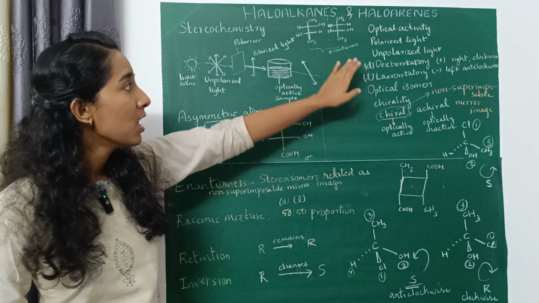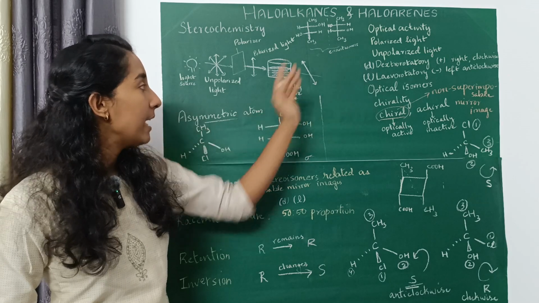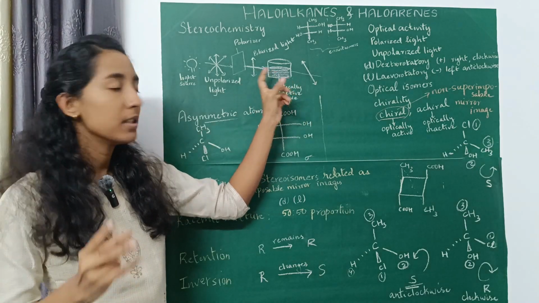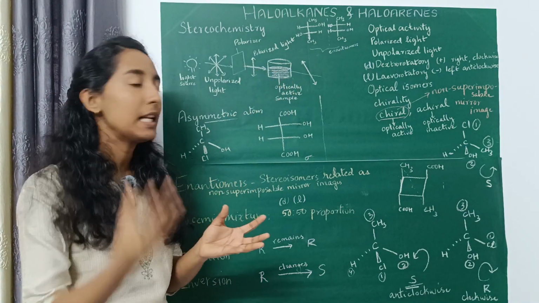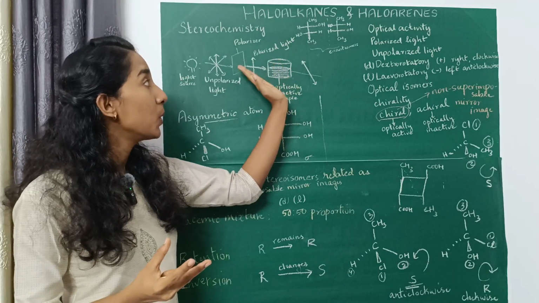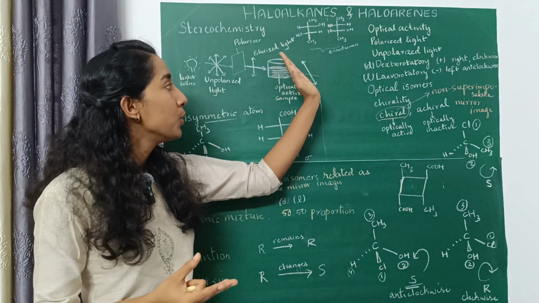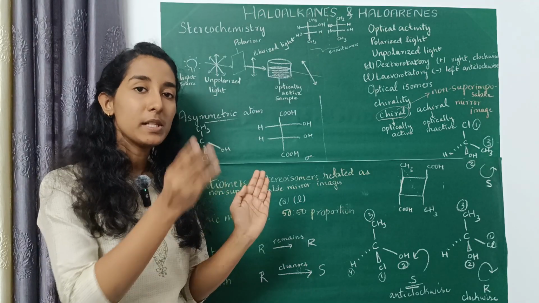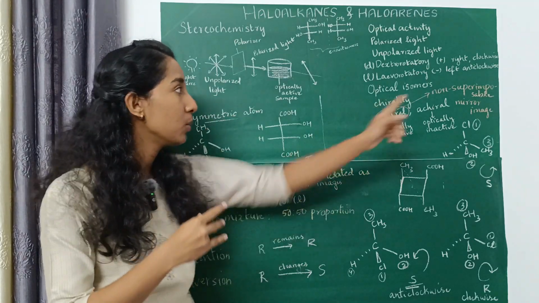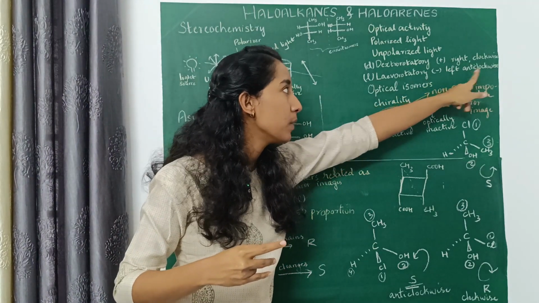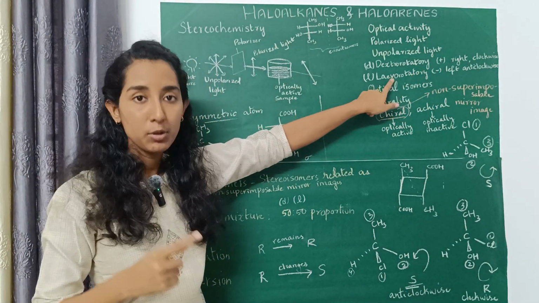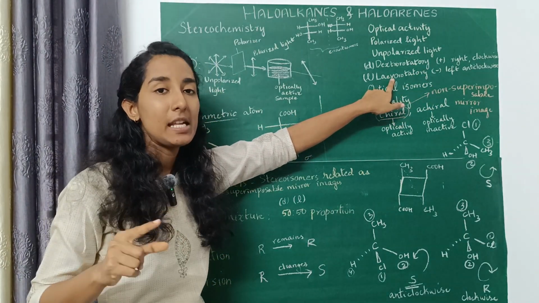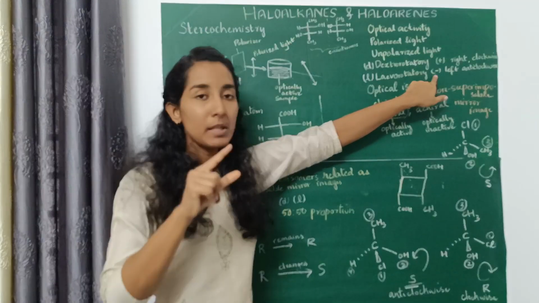Now, in this beaker, if you place an optically active sample, it will rotate the plane of polarized light towards left or towards right. If it rotates the plane of polarized light towards left, or in the anti-clockwise direction, you call it levorotatory. So basically it is an L isomer, or you represent it with minus.